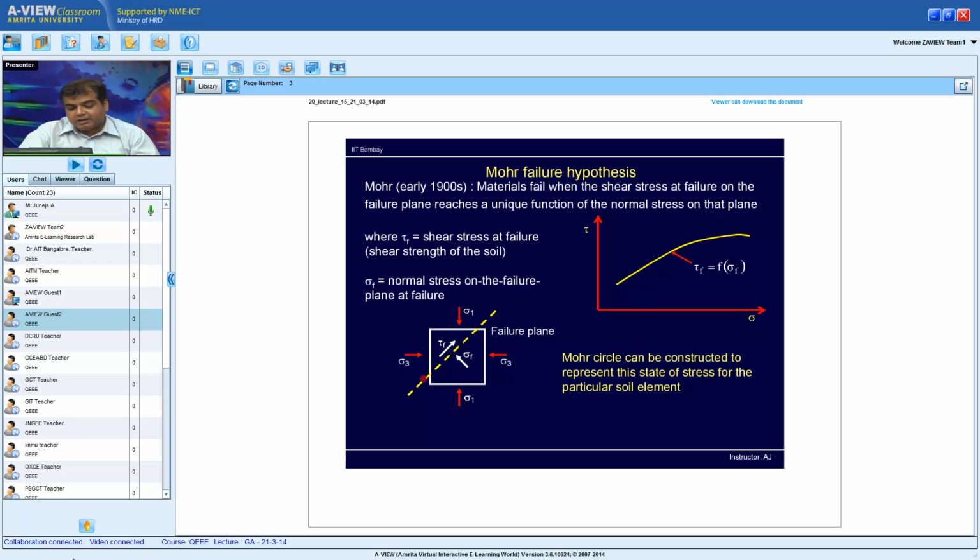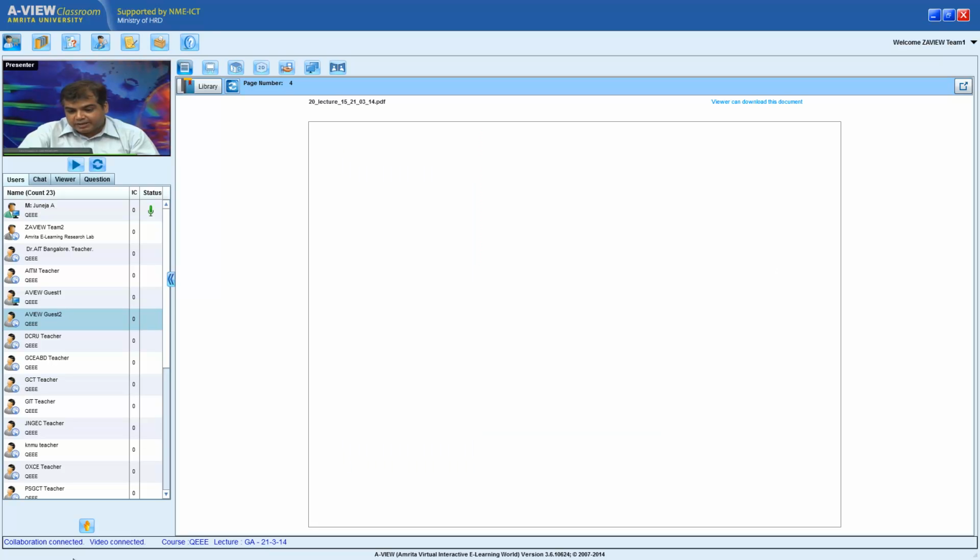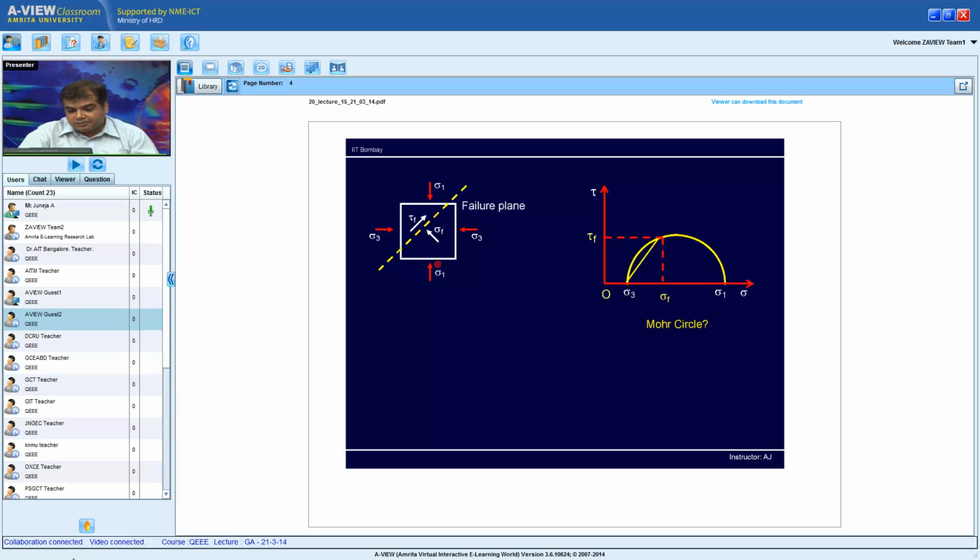So I have identified this broken line as the failure plane. Let me look at this figure carefully again, the same figure which has been zapped from the previous slide. What we have said is this tau f and sigma f would be a unique function on this unique plane, which is at failure.